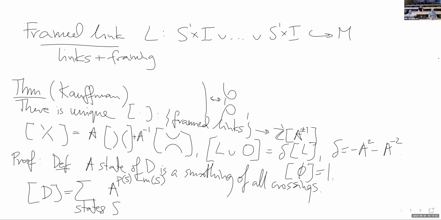All right, so P of S will be some power of A. I'm going to repeat this process, this relation, for all crossings. We're going to have 2 to the n terms, because each crossing gives 2 of them. We'll have a power of A, where P is the number of positive smoothings.